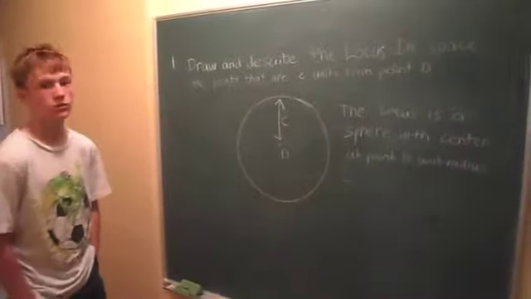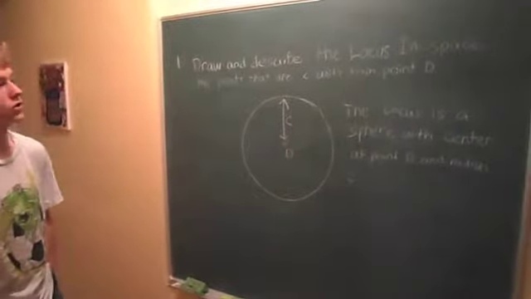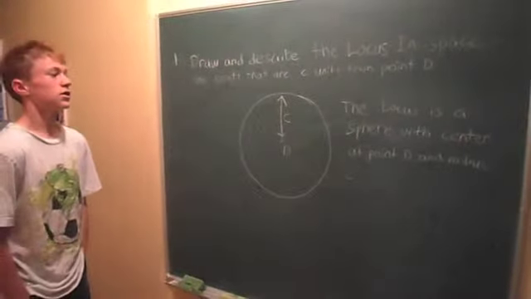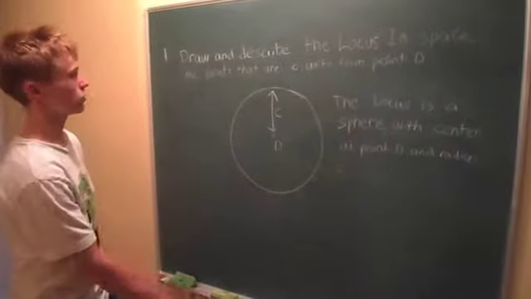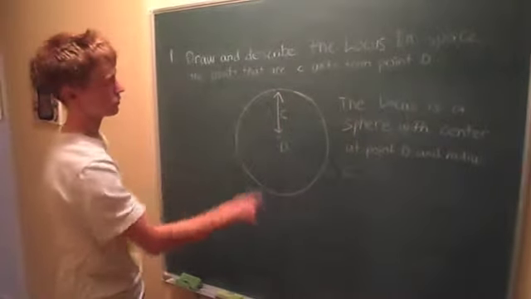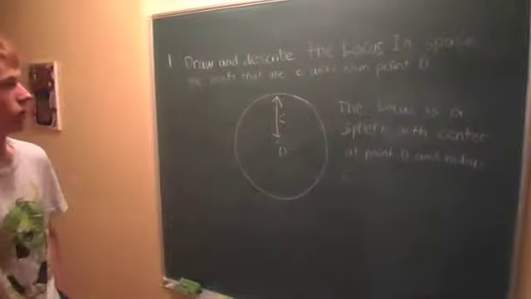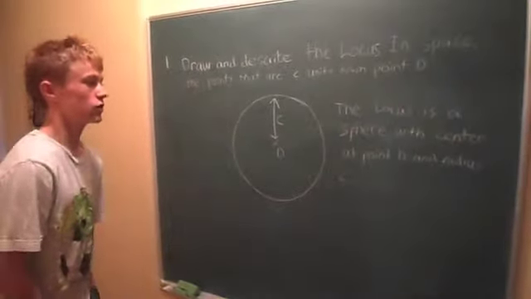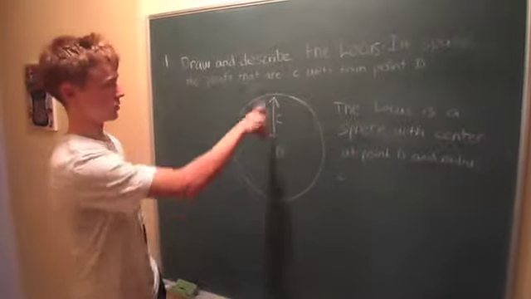Now we're going to do a practice problem. So draw and describe the locus. In space, the points that are C units from a point D. So first we have to draw the locus, and it's a circle around point D with a radius of C. The locus is a sphere with the center at point D and the radius of C.